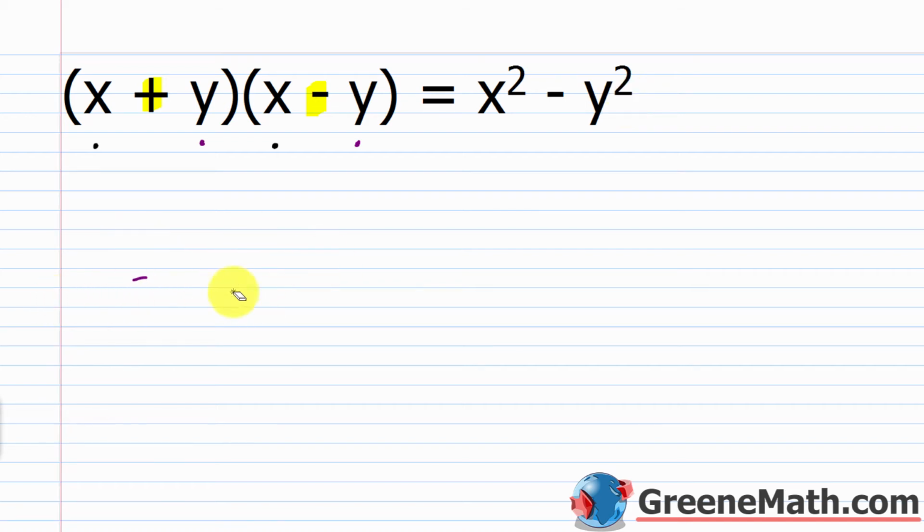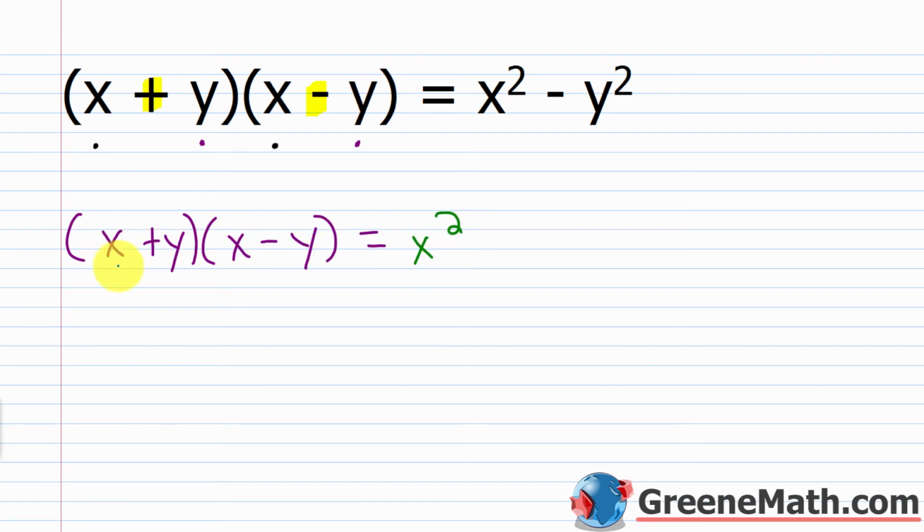So if I was to show you this one more time, if we have something like x plus y times x minus y, if we use FOIL, x times x is x squared. The outer, x times negative y, is negative xy. The inner, y times x is plus xy. Right, you see those are going to cancel. And then the last, y times negative y, is minus y squared. So this is going to go away in the middle here. That negative xy plus xy is going to cancel. And what I'm left with is just x squared minus y squared.